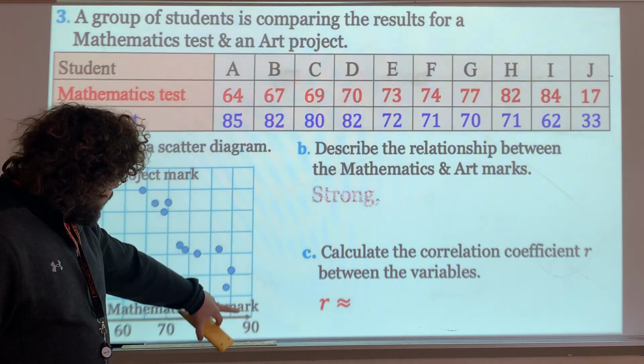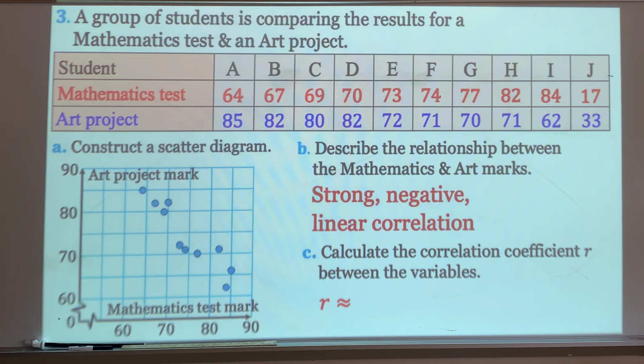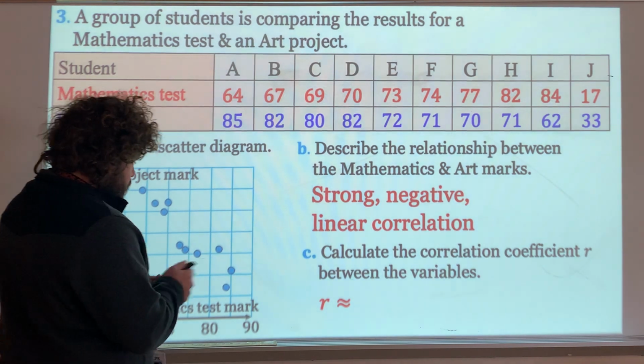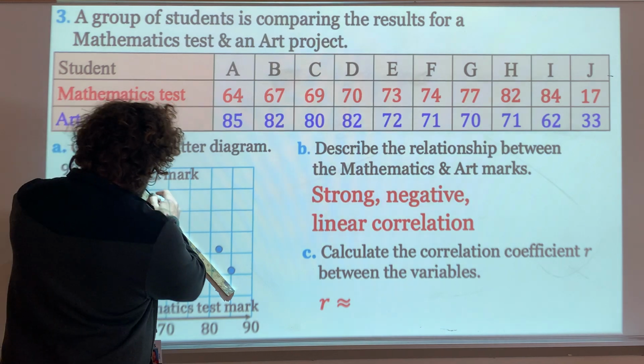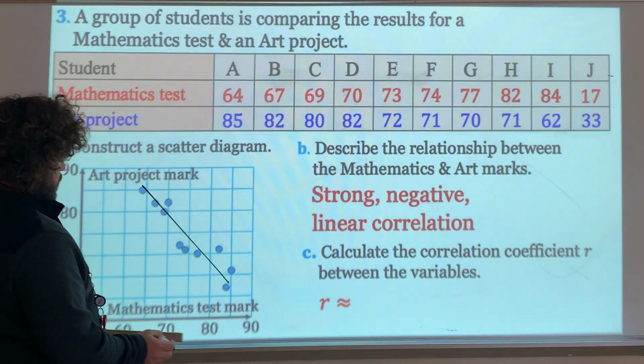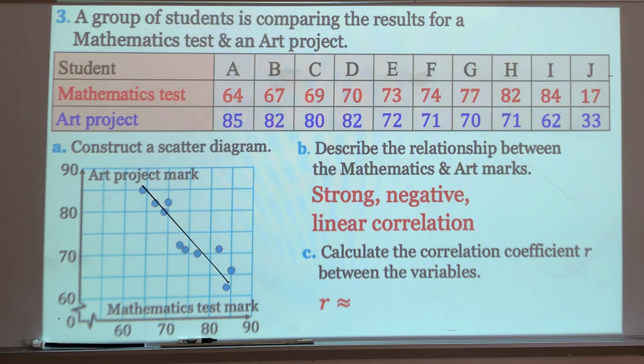Once again, describe the relationship right here. Well, it's a negative. It's pretty strong, right? Strong negative, and it is linear. How do I know? Well, look. Like this. Right? That's pretty good. Calculate the correlation coefficient between variables.